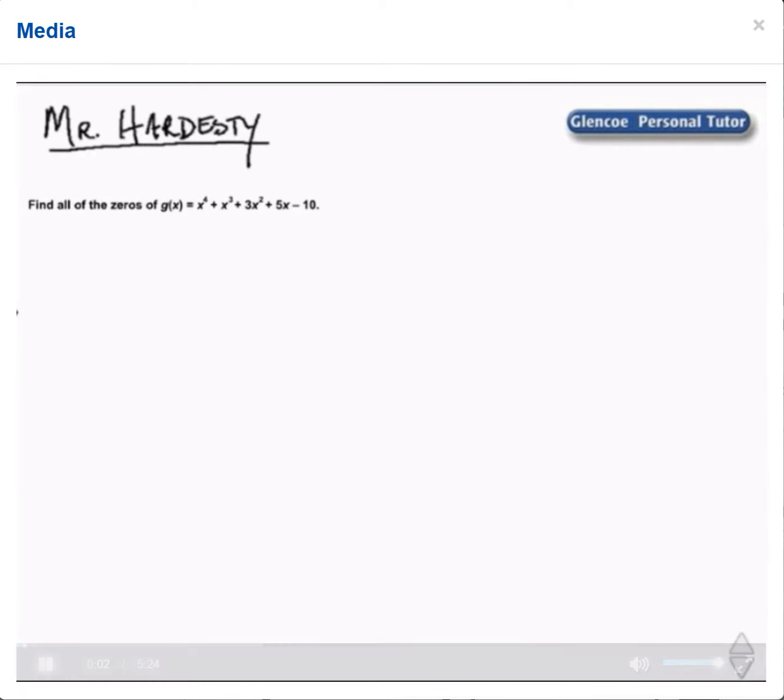This is Mr. Hardesty. We'll use synthetic substitution to find the zeros for a given polynomial equation. Find all of the zeros of g of x equals x to the fourth plus x cubed plus 3x squared plus 5x minus 10. Our given function is to the fourth degree. X to the fourth leads the way, which means we should find 4 zeros.